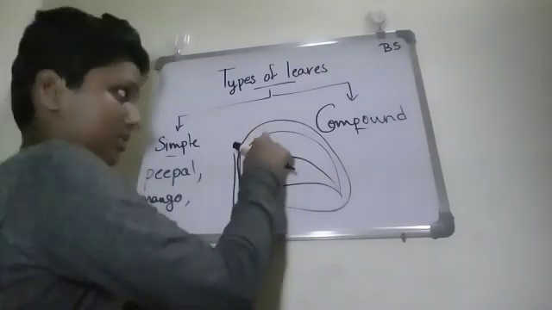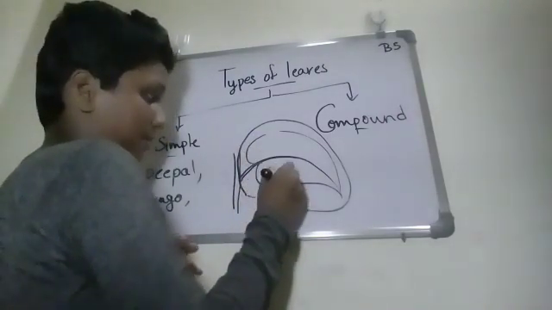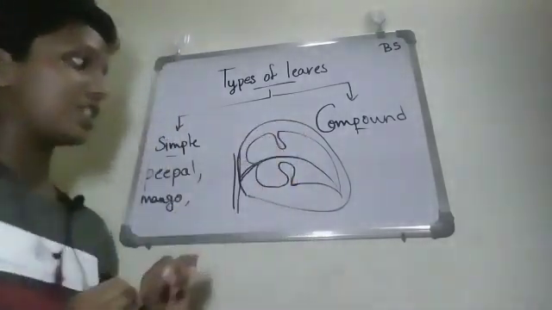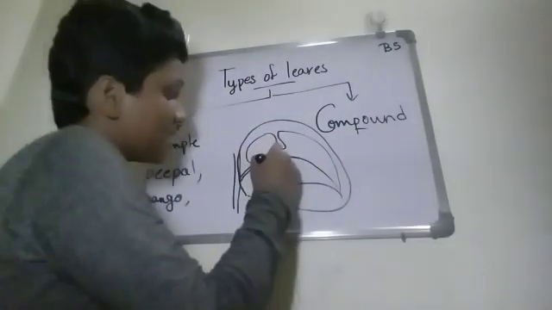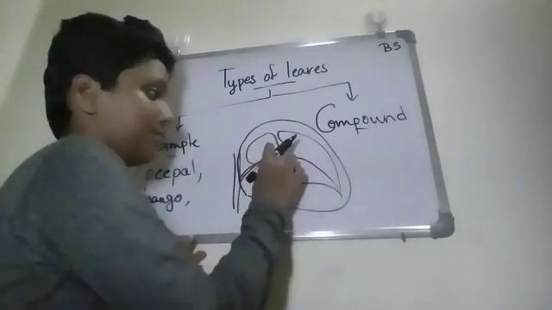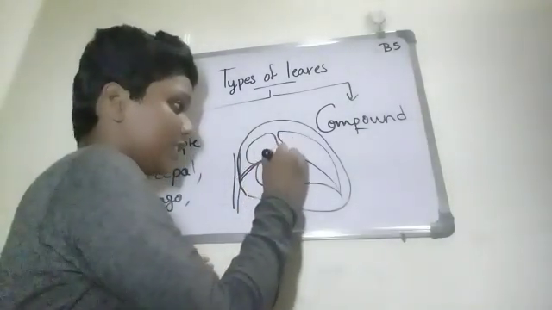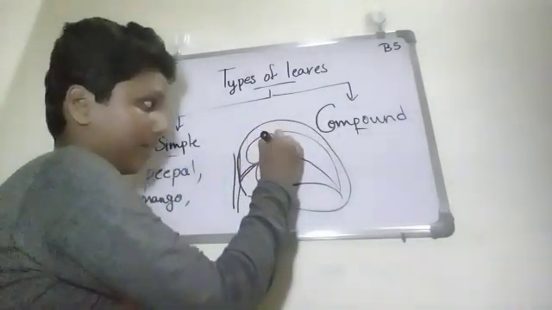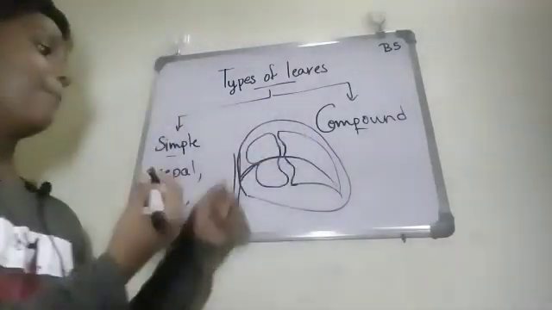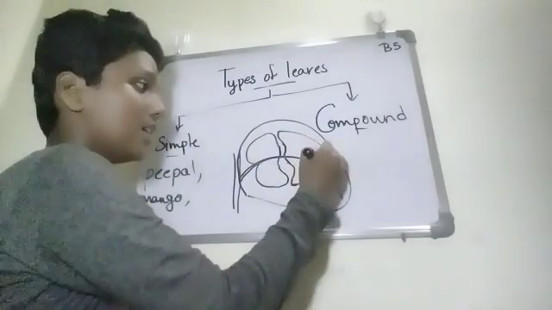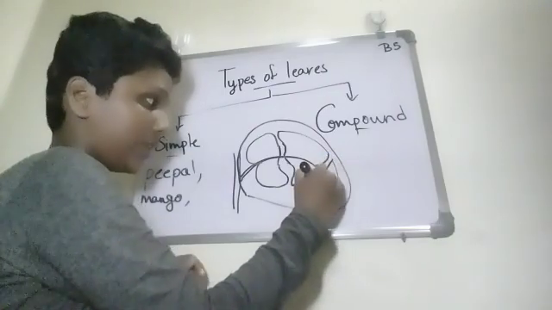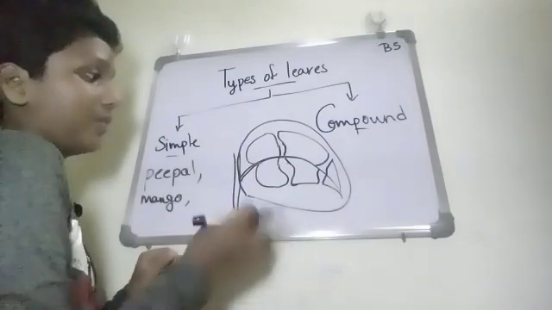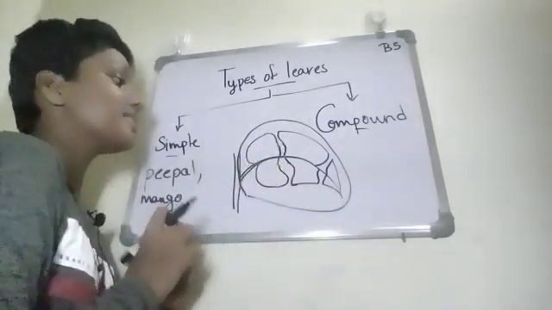And just imagine, we have certain divisions coming up like this. You may feel like these are divisions, but see, these divisions don't reach the midrib. If the divisions reach the midrib like this, we can call it a compound leaf. Can you see? Here these divisions reach the midrib.